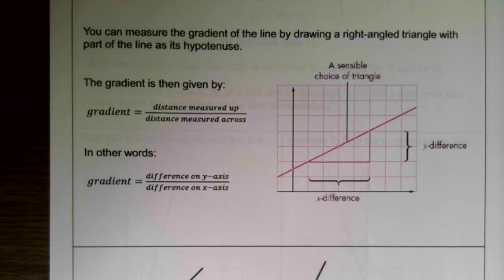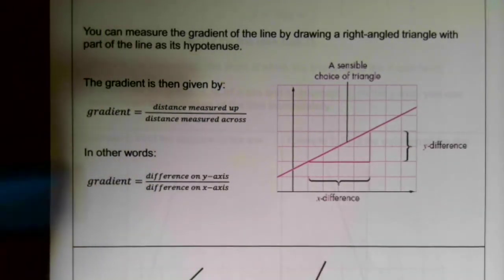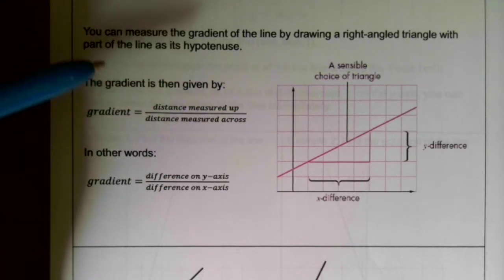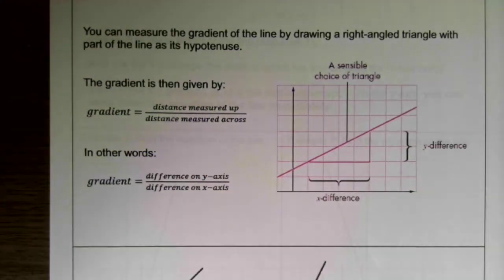Okay, so today we're going to look at how to find the equation of a line when we are given a line on a graph. So the first thing we're going to look at is the gradient. In order to find the equation of a line, you need to be able to find the gradient and also identify the y-intercept. So we'll look at the gradient first.